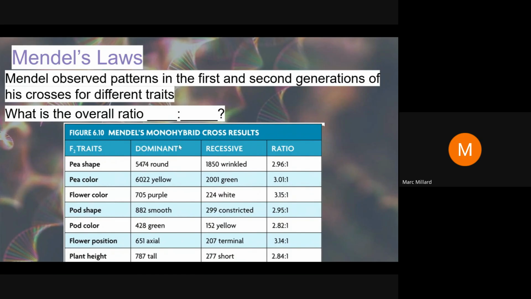So here are some of the experiments that he did with different parts of pea plants. He looked at their shapes, their colors, flower colors, pod shapes, pod colors, those types of things. Here are some of the numbers he got, how many were dominant, how many were recessive for each of these, and then his ratios. What do you notice is the overall ratio that continues to come up over and over again in these experiments?